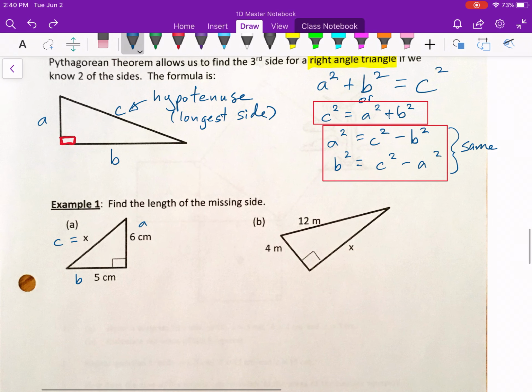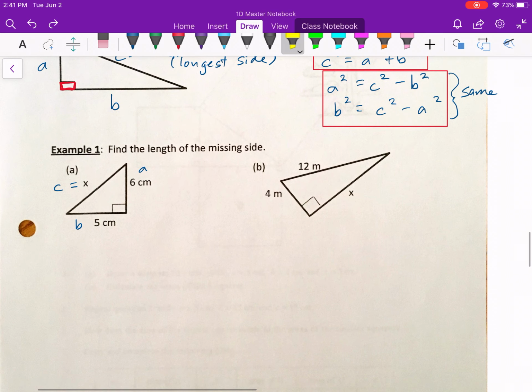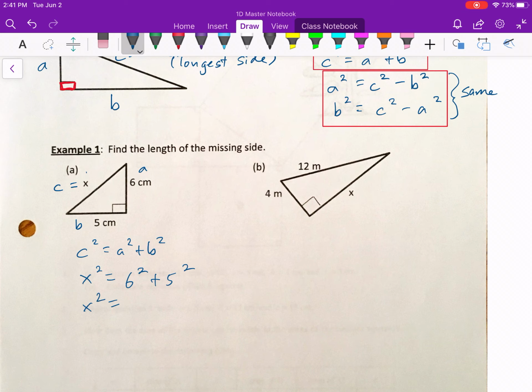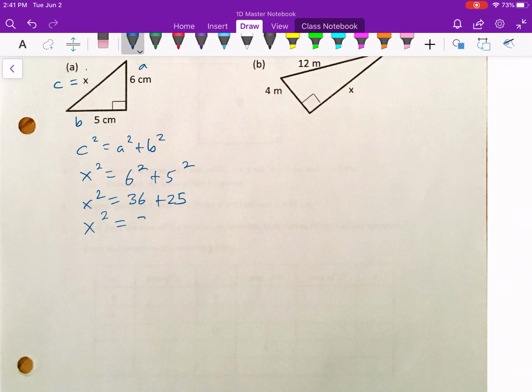So which version do I want? Well, I want the version where C is by itself. I want this version here. C squared equals A squared plus B squared. Okay? Well, let's write it out. No harm writing the formula out again. But C is the same as x, right? So I'm going to use actual letters given to us. So x squared is going to equal 6 squared plus 5 squared, because A was 6 and B was 5. So that means I have to square 6, that's 36. I have to square 5, that's 25. Then I have to add them together, and I get 61.